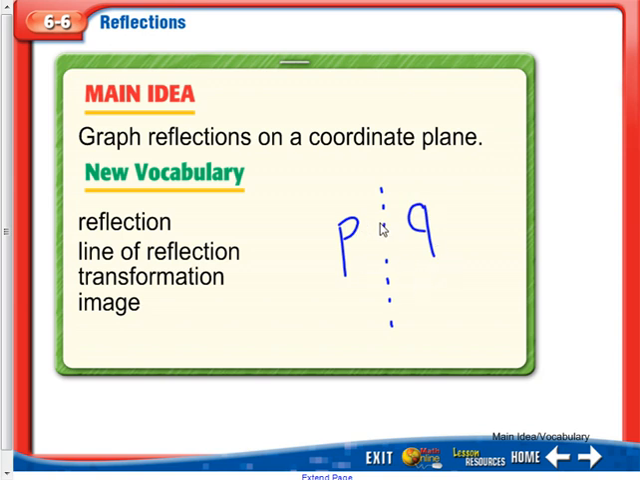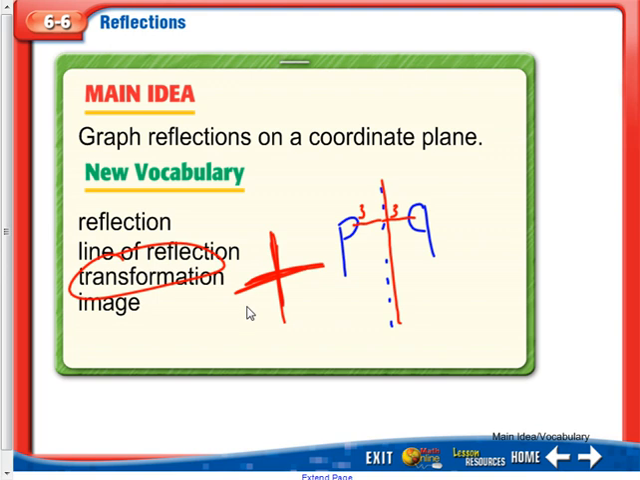Each item obviously is a certain distance from this line of reflection, and that distance should be the same. Let's say this is 3 units. It would be exactly 3 units away on that side as well. So the line of reflection would be like your line of symmetry. A lot of times we say that something is reflected over the y-axis, or it's over the x-axis. A transformation, that's what we call a reflection after we change it from an original shape.